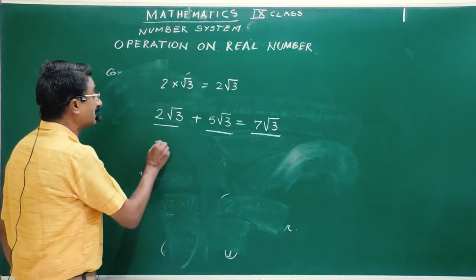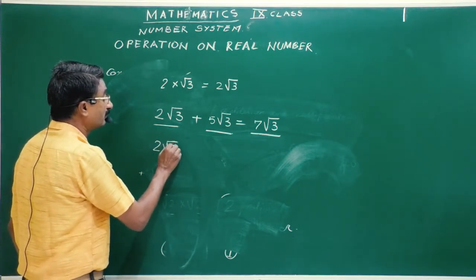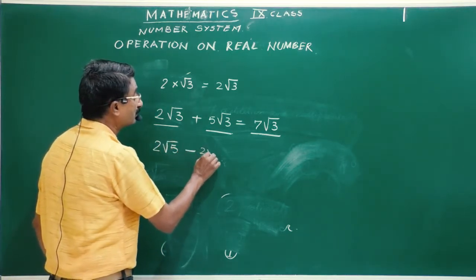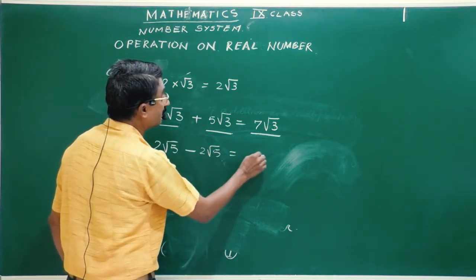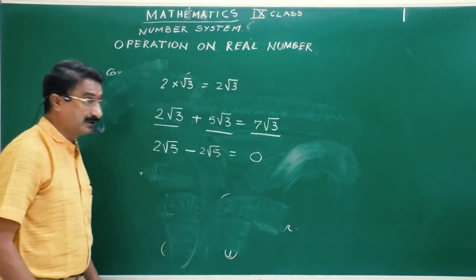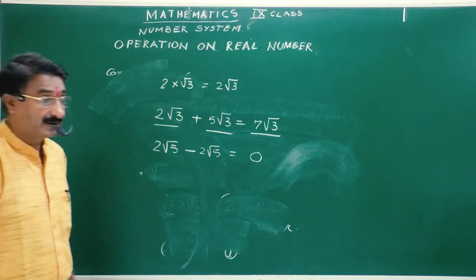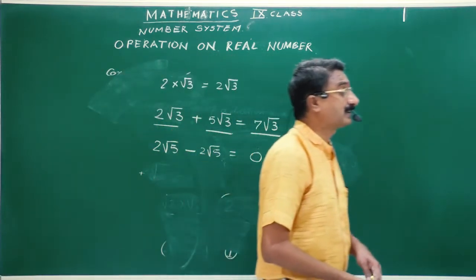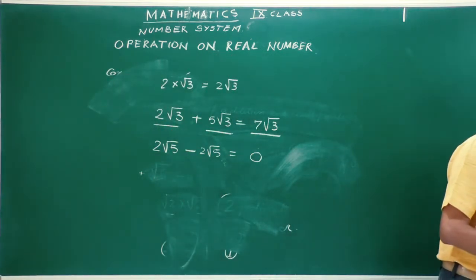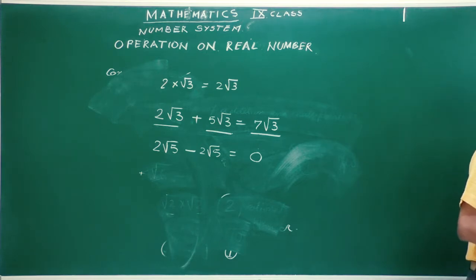Now I am taking the example of the rational number, that is 2 root 5 minus 2 root 5. So this is equal to 0. So this is the rational number. So these are the examples we have taken to check.